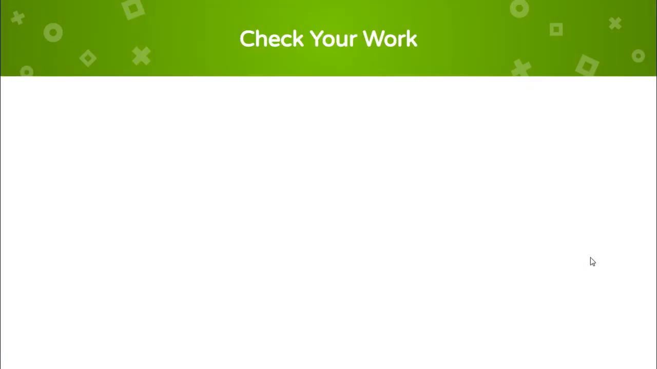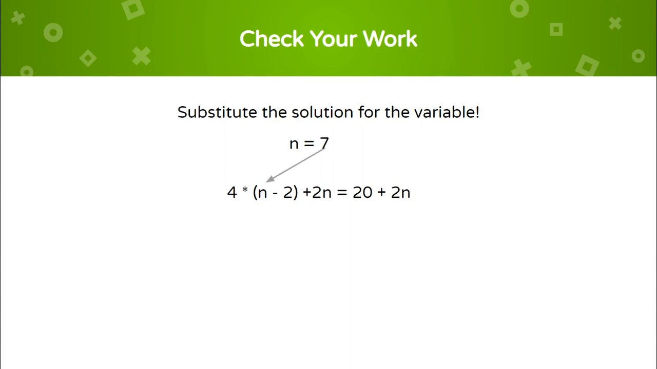But as always, we need to check our work. We substitute the solution for the variable. If we think n equals 7, we're going to substitute the number 7 every place we see that n. So our equation becomes this: 4 times quantity 7 minus 2 plus 2 times 7 equals 20 plus 2 times 7.